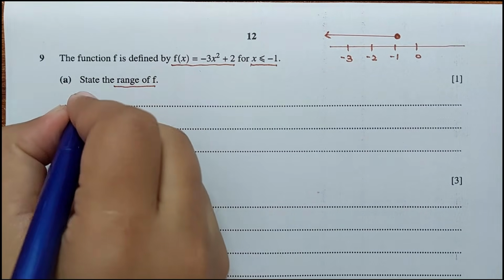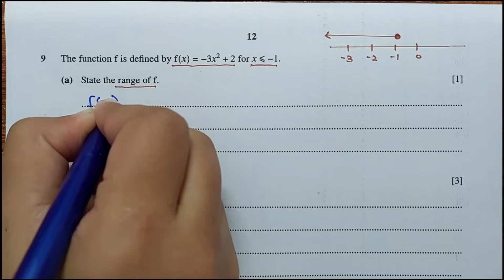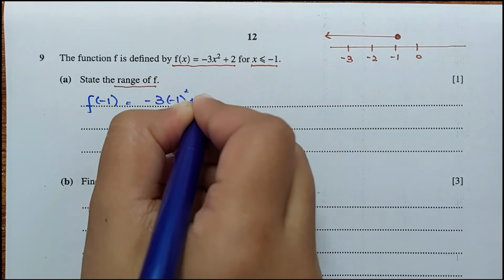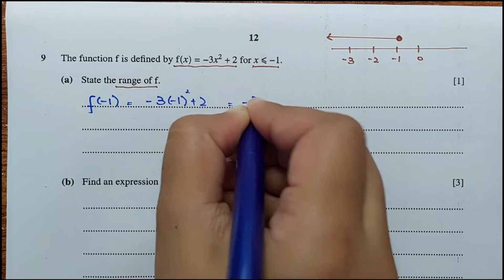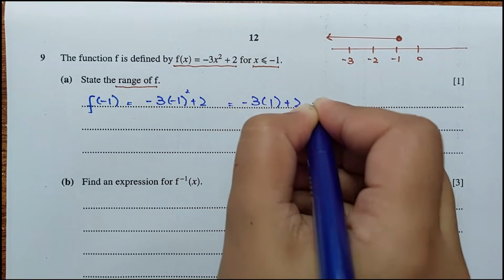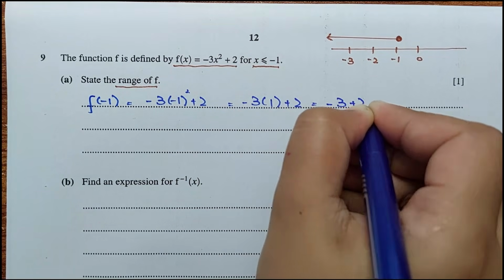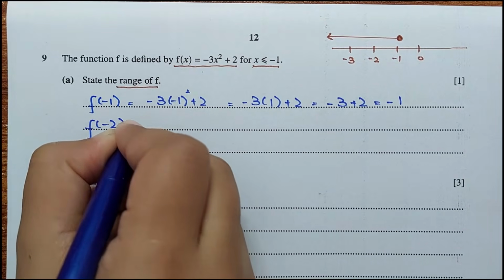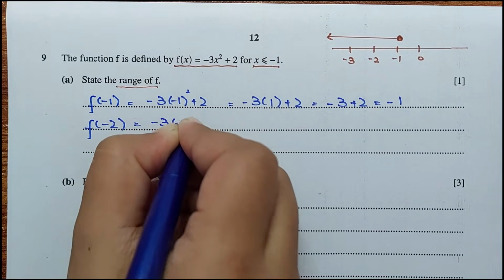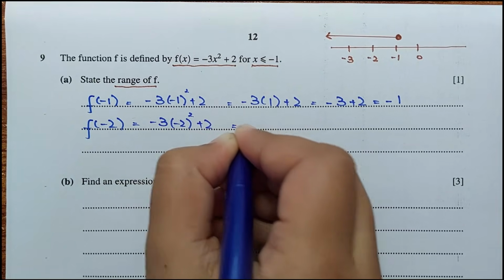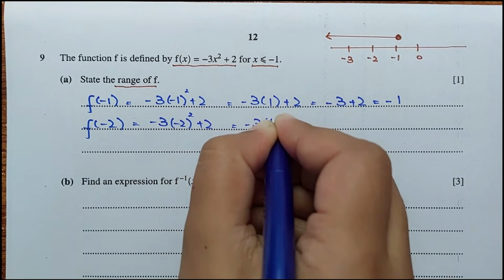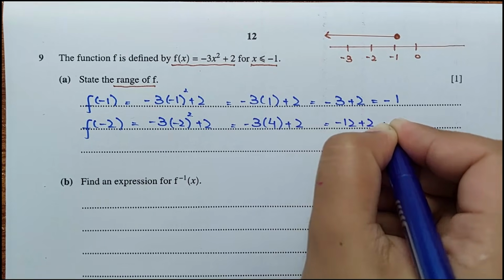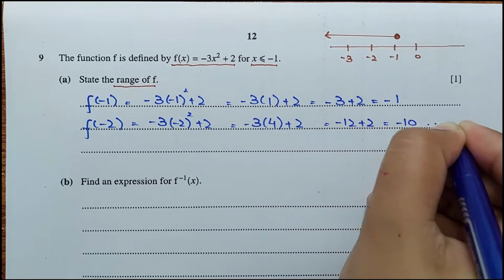So let's start. f of -1 is -3 into (-1) squared plus 2. That is -3 into 1 plus 2. This is -3 plus 2. That is -1. And what is f of -2? -3 into (-2) squared plus 2. This is -3 times 4 plus 2. And this is -12 plus 2. And that is -10, and so on.